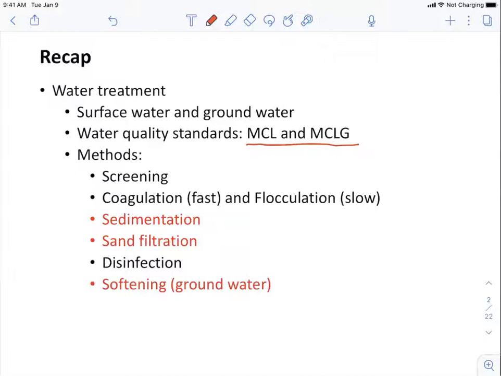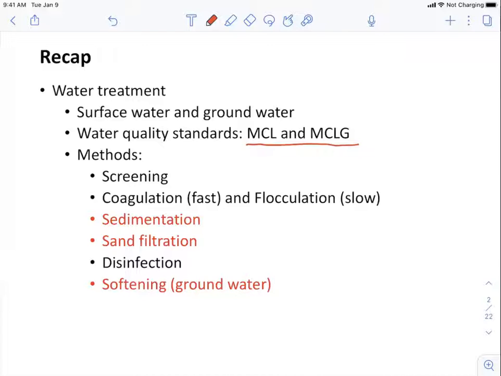For the MCLG, that's the goal, right? It means that we're not very clear about its toxic effects. We're just implementing this for the sake of human health. We don't know what the effect is for sure. There may be some chronic effect or there may be no effect at all, but this is just to be safe. And in terms of methods to remove these contaminants, we said that there is screening, right?